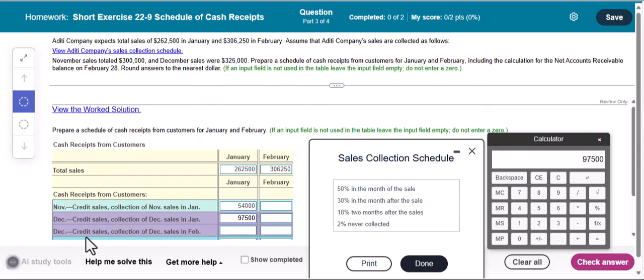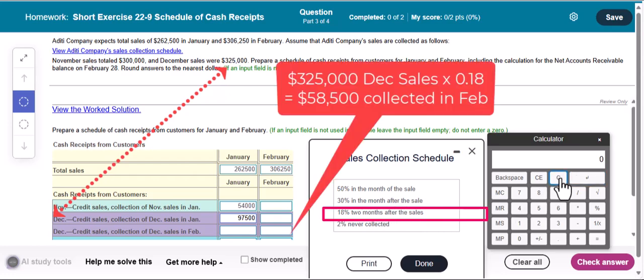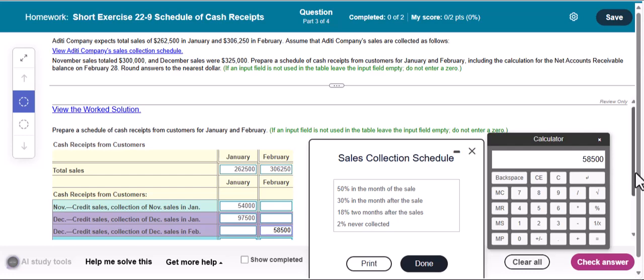And then next up, let's figure out how many of the December credit sales we collect in February. So again, that is 2 months later. So that is 18% 2 months after the sale. Out of the December sales of 325,000, we multiply that by 18%, and that's going to give us 58,500. And again, we are collecting this in February, so we'll go ahead and enter that under February. And we're going to move down our table to see what's next.